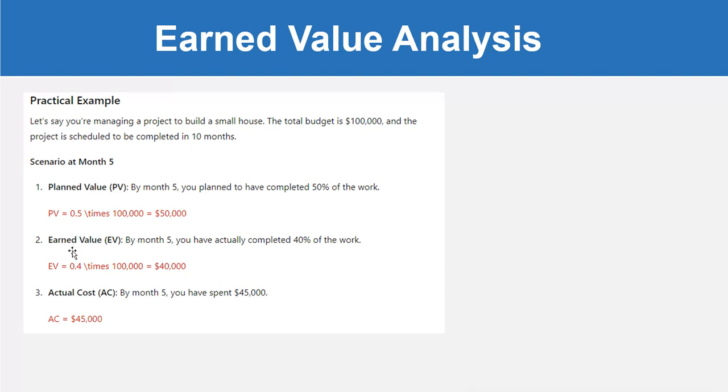Okay, then earned value EV, by month 5 you have actually completed 40% of the work. So EV is equal to 0.4 times 100K. So that means $40,000. Actual cost AC, by month 5 you have spent $45,000. So actual cost is equal to $45,000.